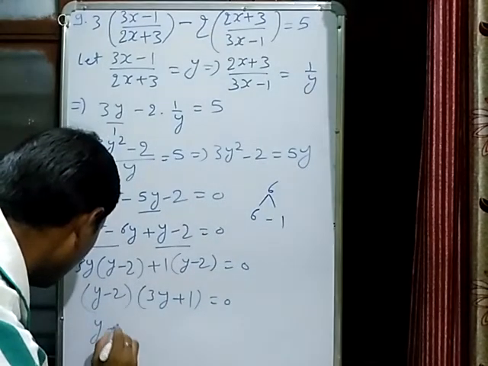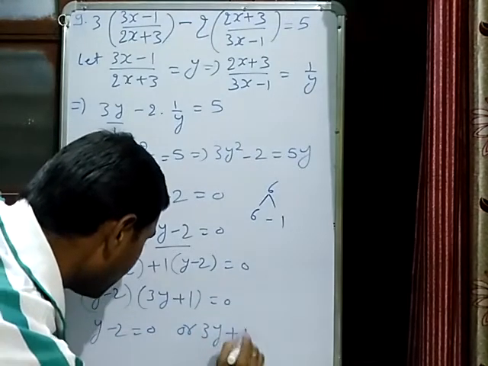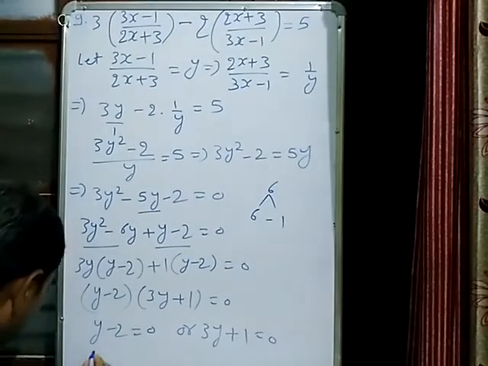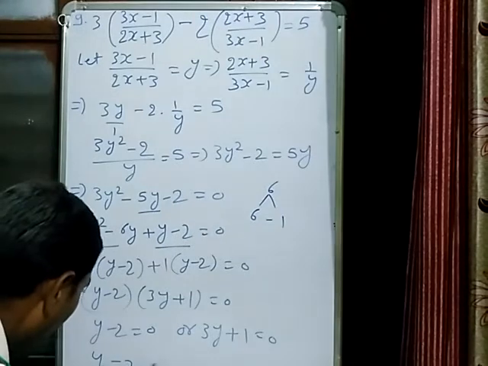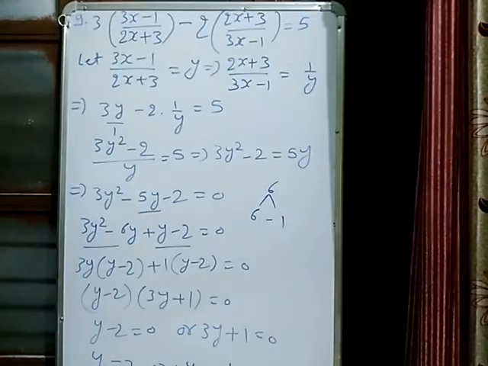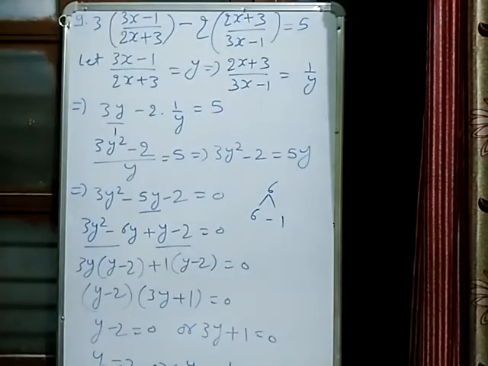So what is possible, y minus 2 may be 0 or 3y plus 1 is 0. If y minus 2 is equal to 0, then what is y? Y is equal to 2, or y is equal to minus 1 upon 3. So these are the possible values. So this value of y we need to put here, then we'll get the value of x, because we require the value of x.